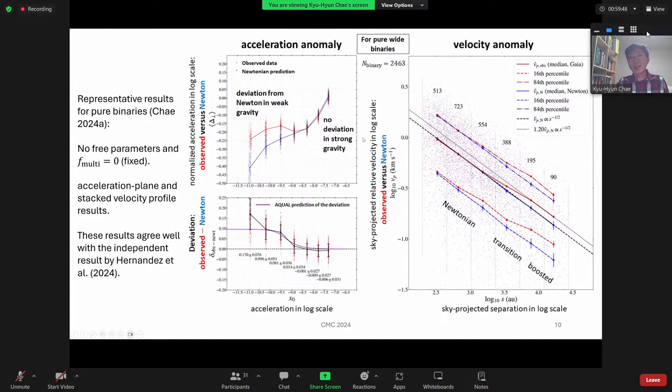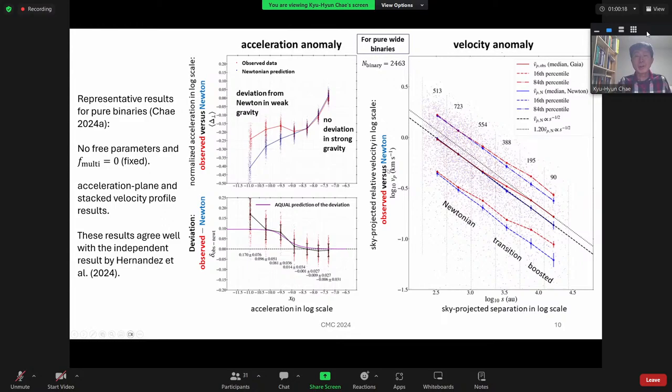F multi is just assumed to be zero. So there is no fitting. And then you can see this higher acceleration data naturally satisfy Newton, but low acceleration data clearly deviate. And interestingly, it agrees with just a generic AQUAL prediction. And also this one shows a stacked velocity profile, and these two are completely agreeing with each other.